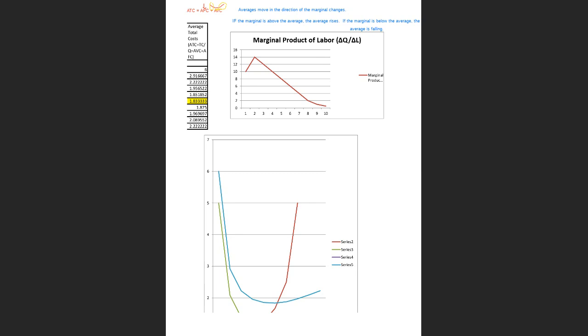If, however, your grades this summer are like, let's say, all C's, and you make a 2.0 for the summer, if your summer grades are below your GPA, then you can expect your GPA to fall. All right, so the marginal pulls the average with it. If the marginal is above the average, the average is rising. If the marginal is below the average, it is falling.